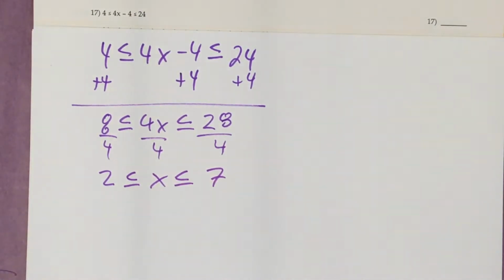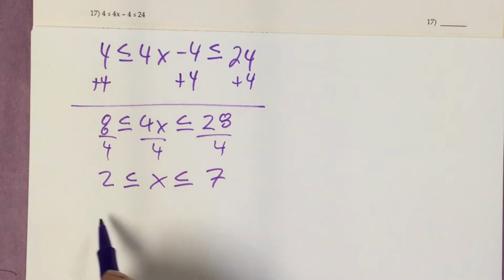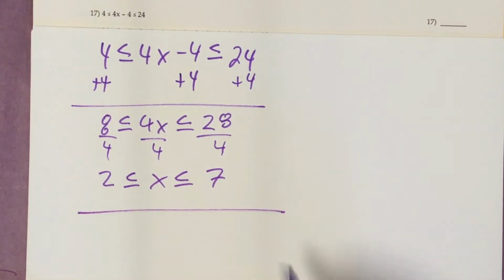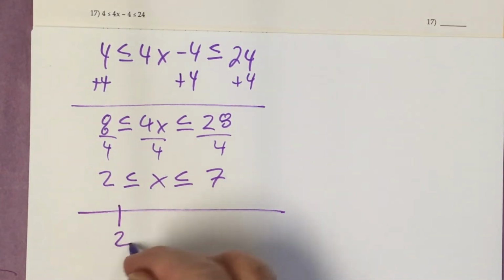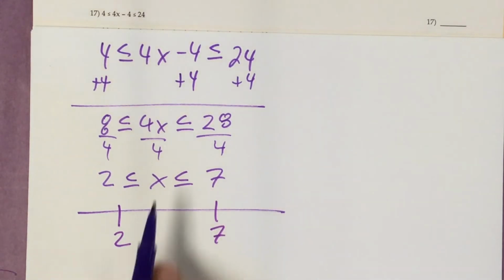So now if I want to write this on a number line, again, I'm just going to put the number line directly below the solution here. I'm going to put 2 on this, I'm going to put 7 on this. And what we're really saying is that x is between 2 and 7.